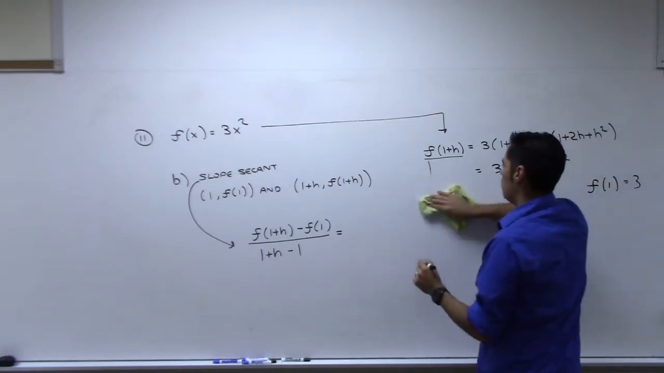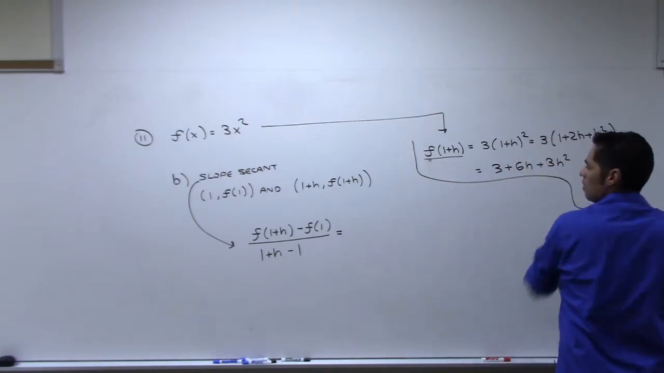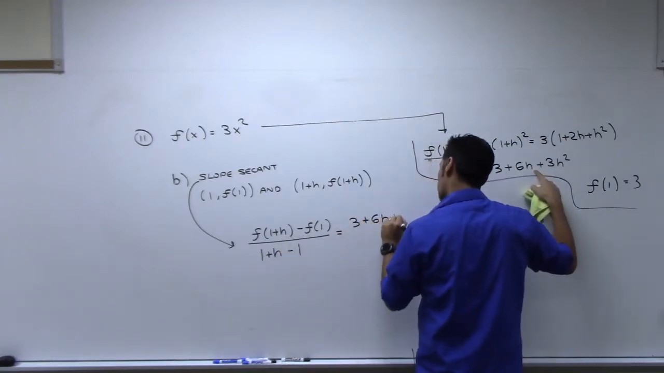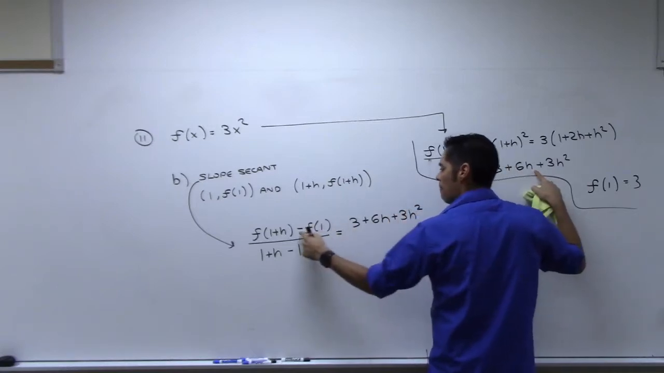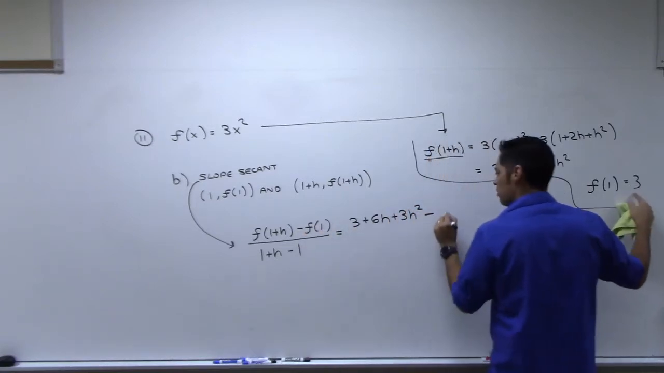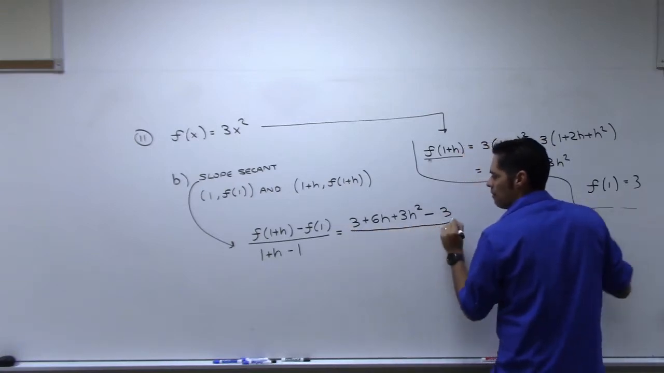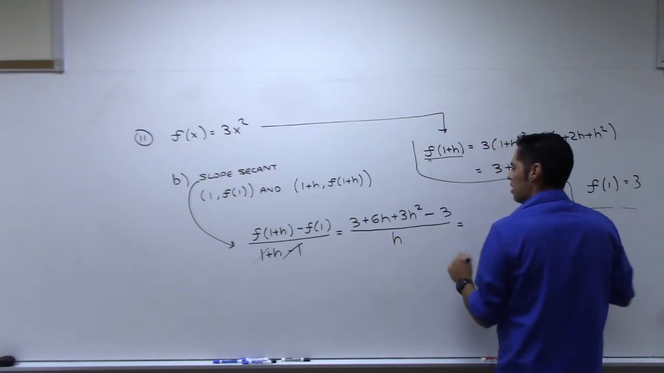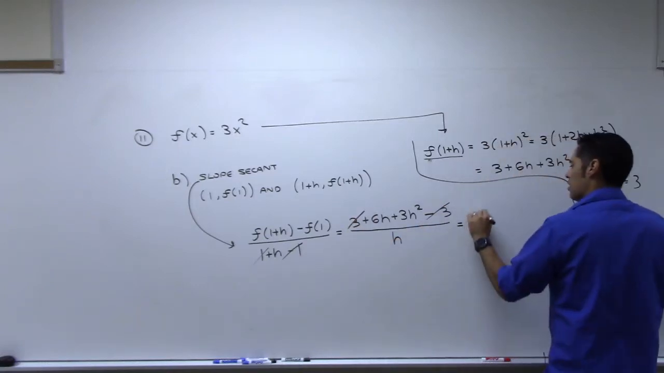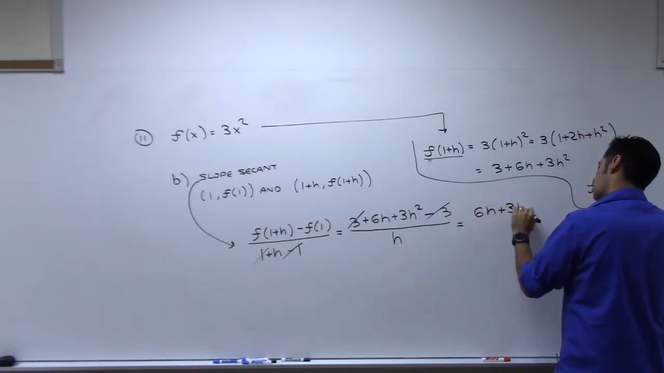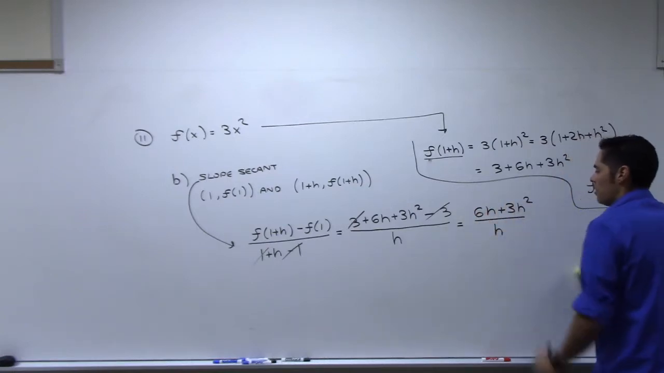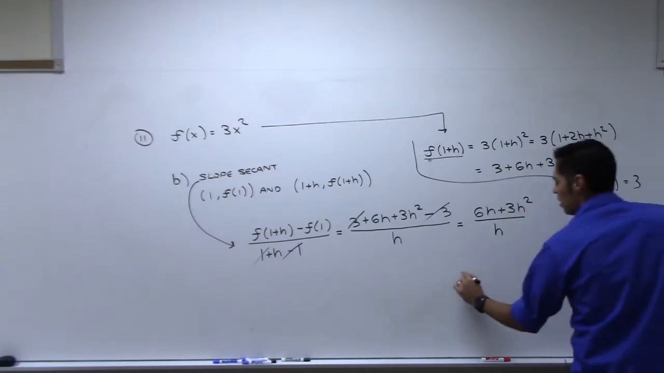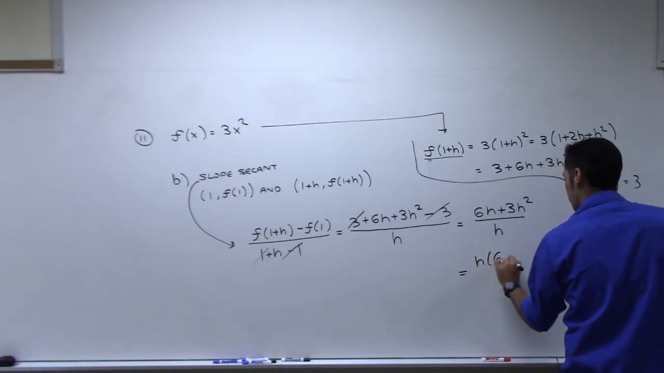Okay, it should be equal to f of 1 plus h, which is this, 3 plus 6h plus 3h squared, minus f of 1, which was 3, all over. Now on the bottom, notice that these 1's cancel, and all you're left with is h. And then at this point, the 3's cancel out, and you get 6h plus 3h squared over h. Noticing that the top has a factor of h in both of those, so I can factor an h out.